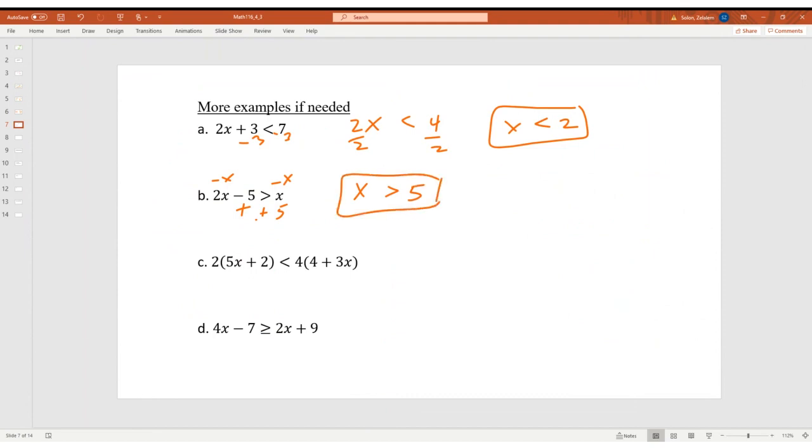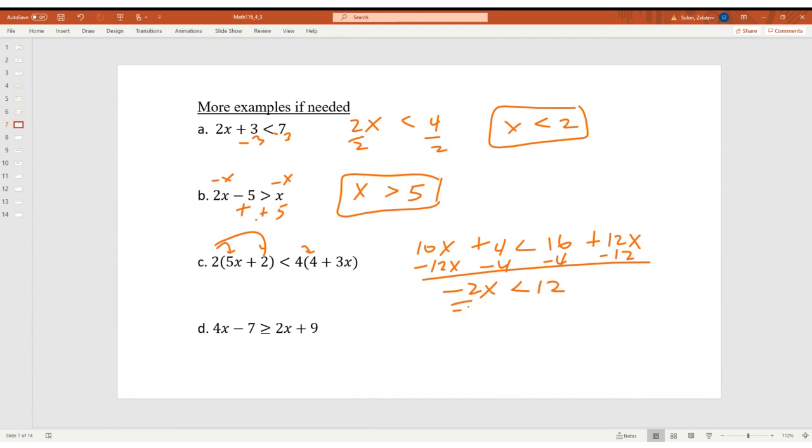Number 3 here, 10x plus 4x, so just 4, less than, this is 16, and plus 12x. Okay, so if I move this to the left, I have to subtract 4 also. That means negative 2x less than 16 minus 4 is 12. So I have to divide by negative now. I have to switch the inequality. So with a negative, this is when you switch the inequality. Okay, see, you have to switch the inequality.